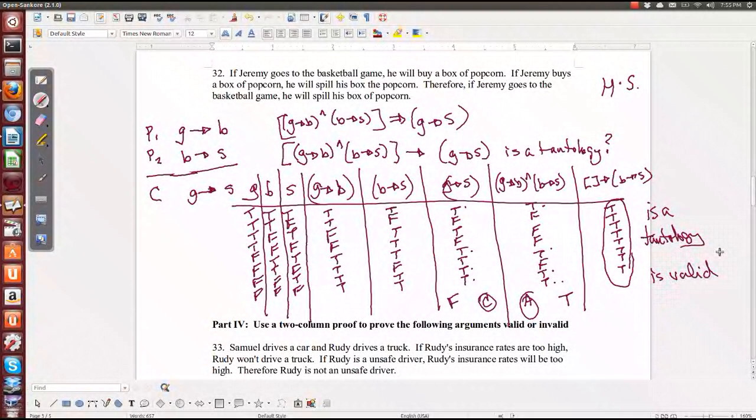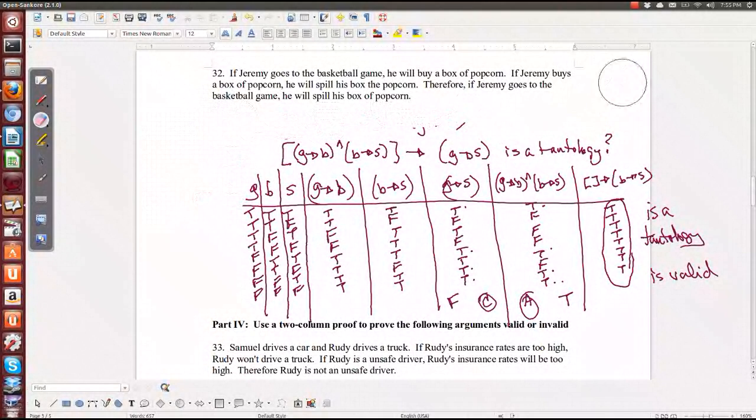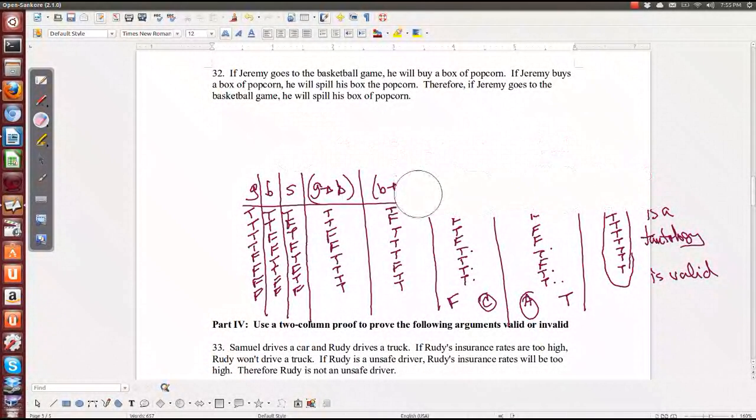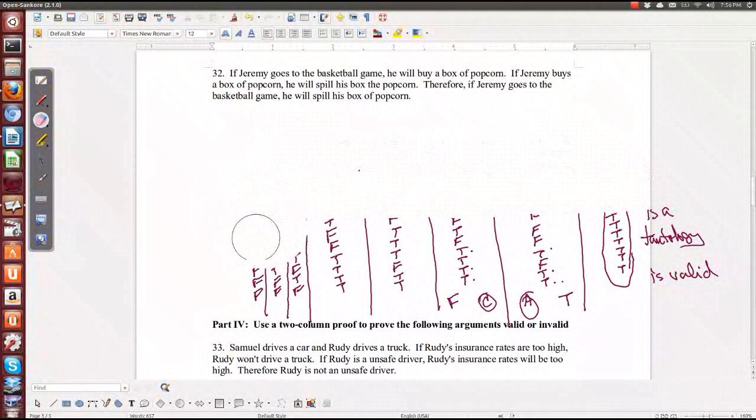And so the student will be expected to prove an argument using the truth table method that we talked about in the second week, but we'll also need to prove an argument valid or invalid using the 2-column proofs, which we talked about later. And that's our next example here.